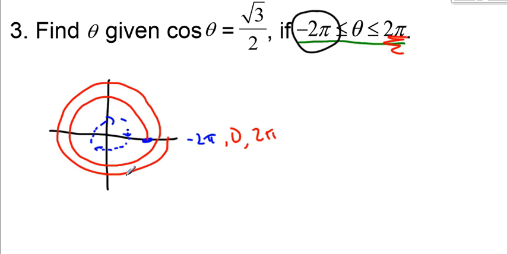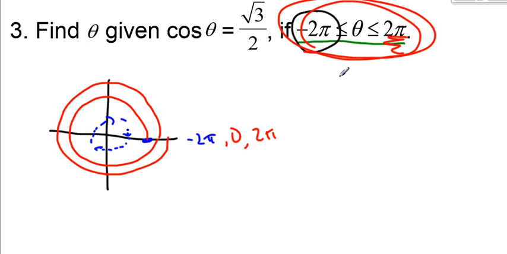So let's worry about that in a second. Let's start by figuring out what quadrant we need to look at, and we'll do that, and then we'll worry about what else to do with this. So we know that cosine is positive. Cosine is positive in which quadrants?